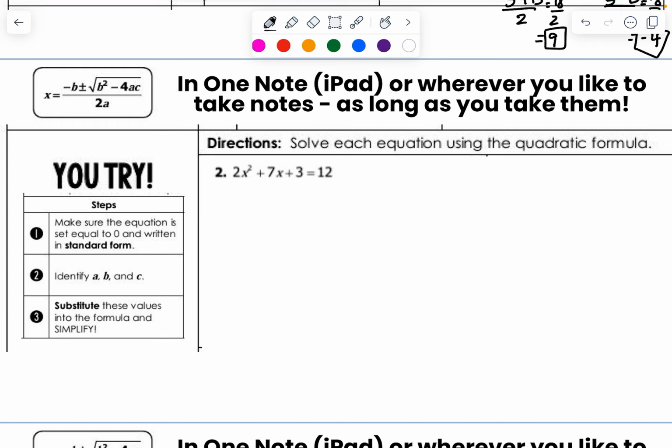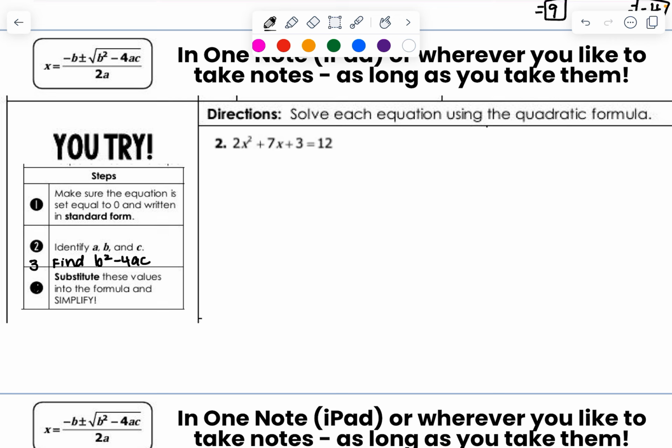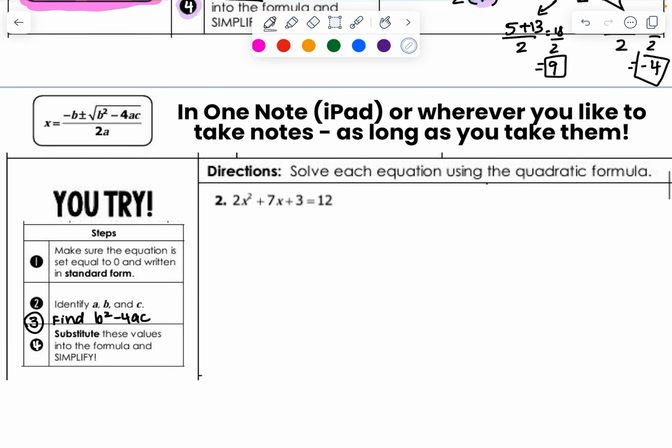But remember, I also have a secret step 3. Find b squared minus 4ac. And what you think is step 3 is actually step 4. Substitute. Okay, so problem 2.